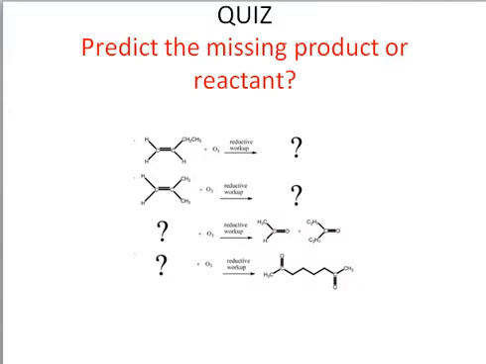So I hope you have understood this lecture. Now you have to solve this quiz. You have to predict what's missing in here. In case the product is missing, just predict the product, and in case the reactant is missing, by seeing the product you have to predict what the missing reagent was.